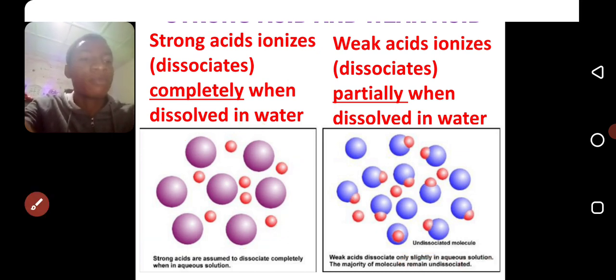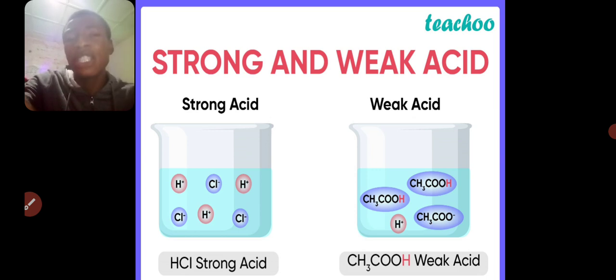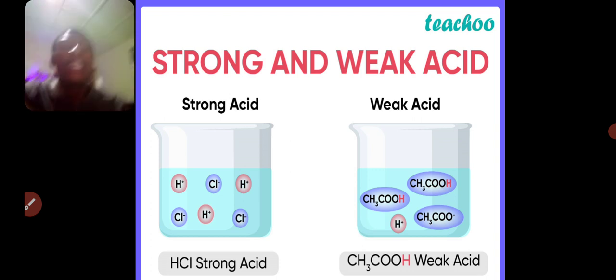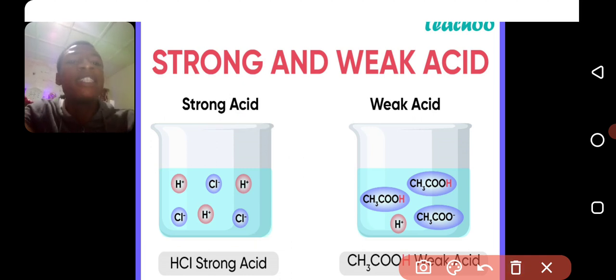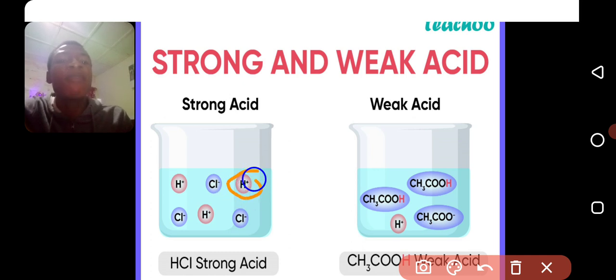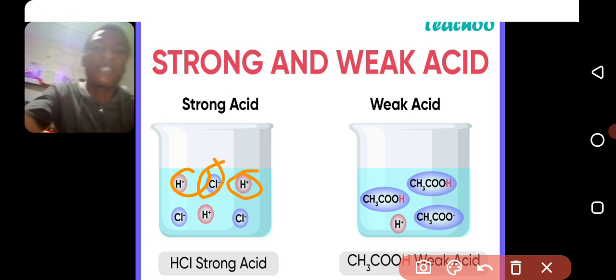So don't forget strong and weak acid. A strong acid is one that dissociates completely. Weak acid is one that dissociates only partially. Take an example of hydrochloric acid, a strong acid. You are going to observe that inside the solution, all the components separated. HCl became H plus inside the water, Cl also separated. You are going to see majorly ions.